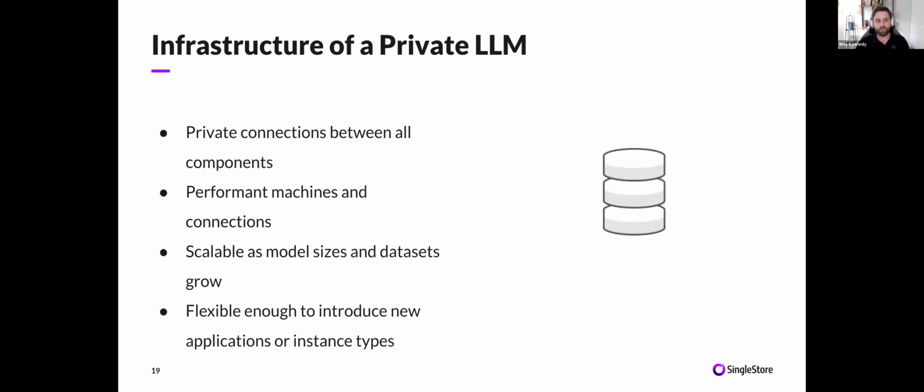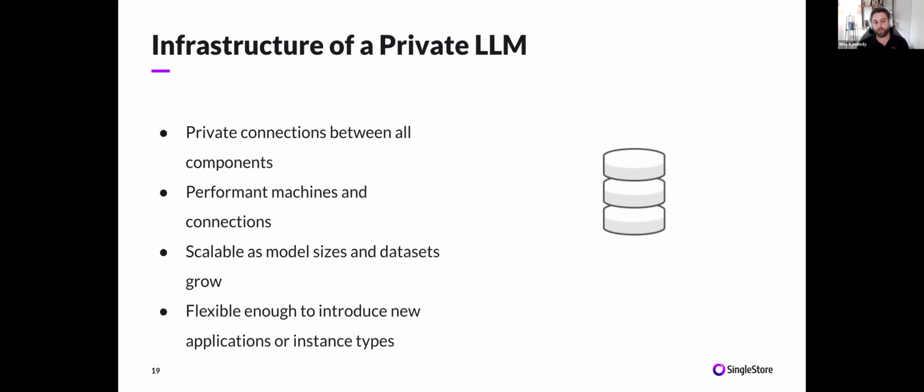The requirements would be, one, that it can run everything that we just mentioned, but it also needs to have private connections between all those components. It does need to be highly performant. It needs to be able to scale as your model sizes and your data sets grow. And if you want to do additional training, you want to be able to bring on GPU nodes or things like that, so you need to be able to add that in as well.